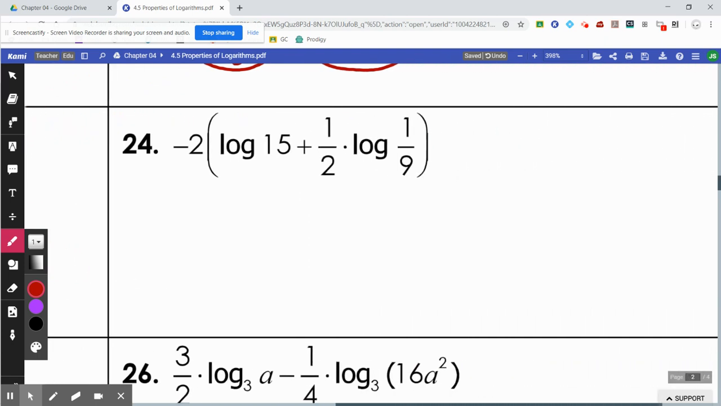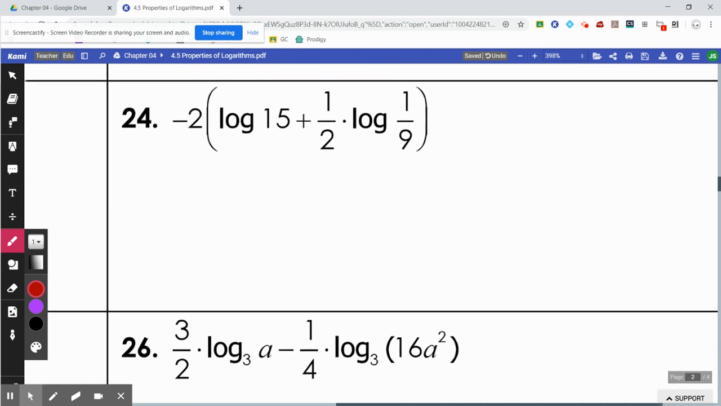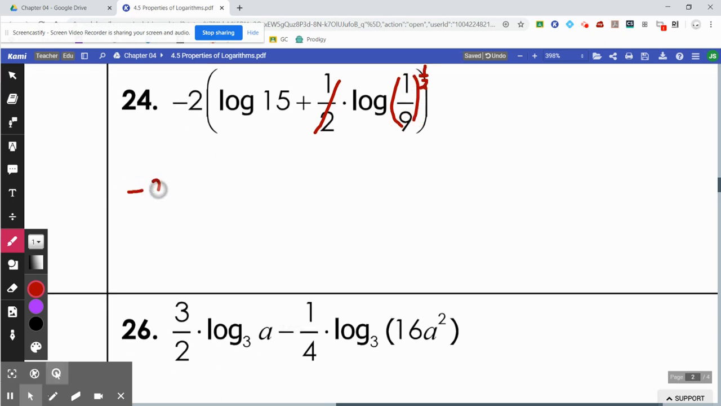Next one, number 24. Let's again go inside and take care of the inside first. So this 1/9 is being raised to the 1/2 power when you bring it up. You have now -2 times the log of 15 plus the log of 1/9 to the 1/2. Again, that's the square root of 1/9. You can take the square root of the top and bottom separately, so that'd be 1/3.